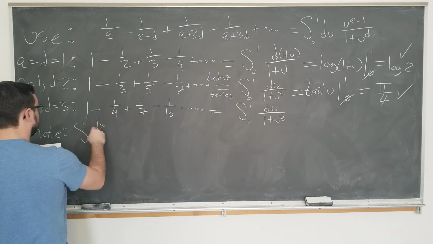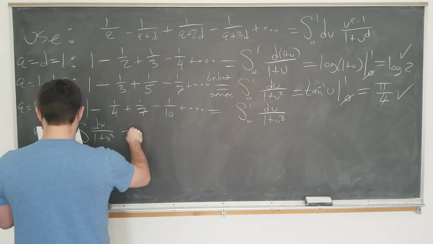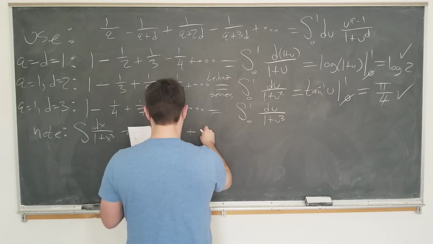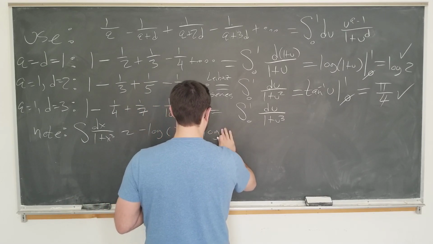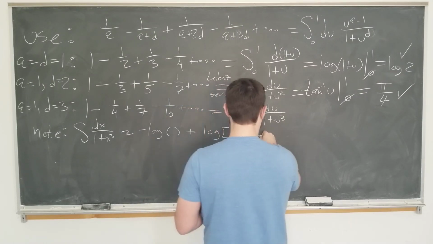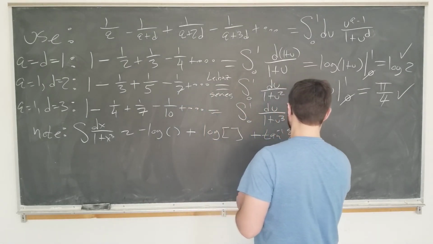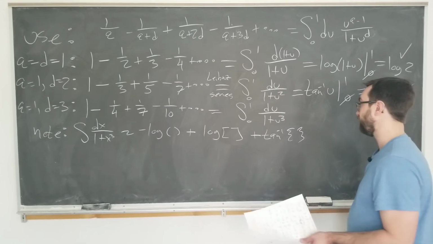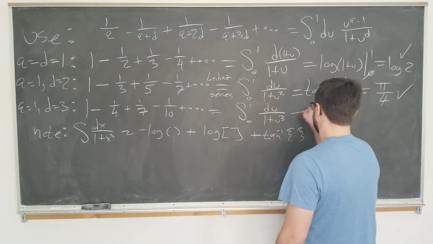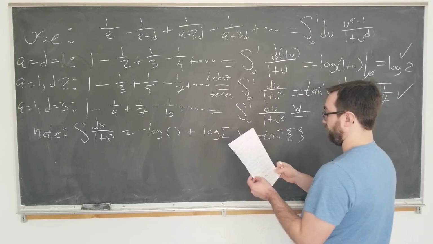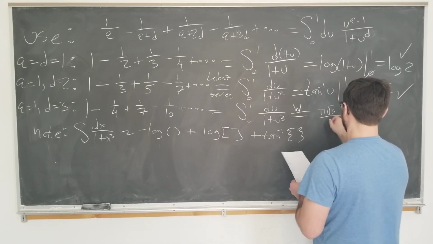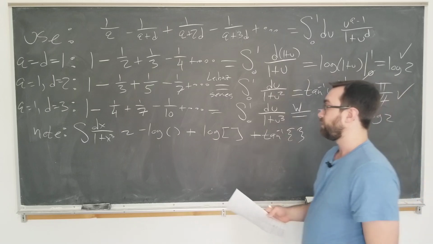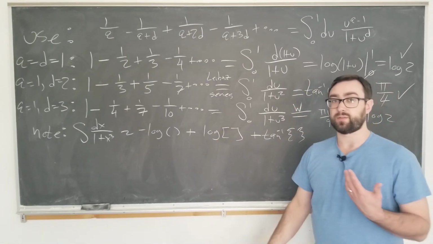The integral of dx over 1 plus x cubed has terms that are going to be like minus the log of something plus the log of something else plus the inverse tangent of something else. And these something else's are pretty complicated. There's x's, x squareds involved, and so forth. But when you do this, Wolfram Alpha tells us that the value is actually pi times the square root of 3 over 9 plus 1/3 log 2. And I don't know how to derive the value of the series without this integral personally.